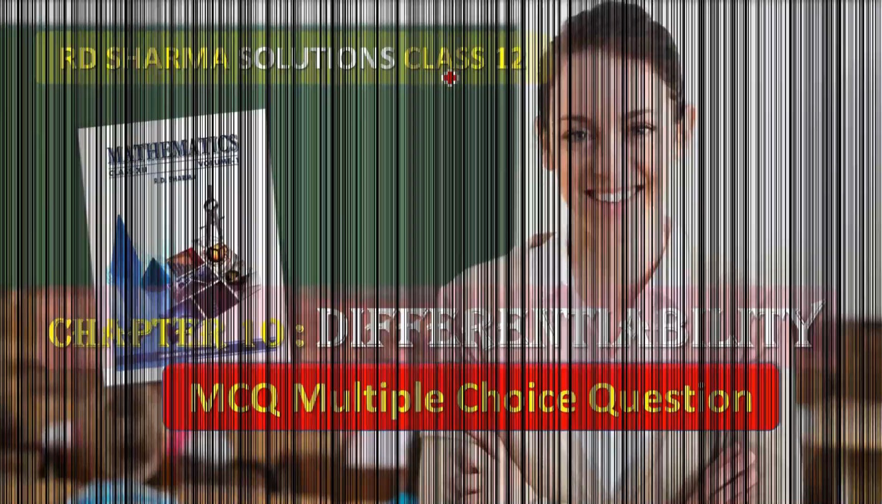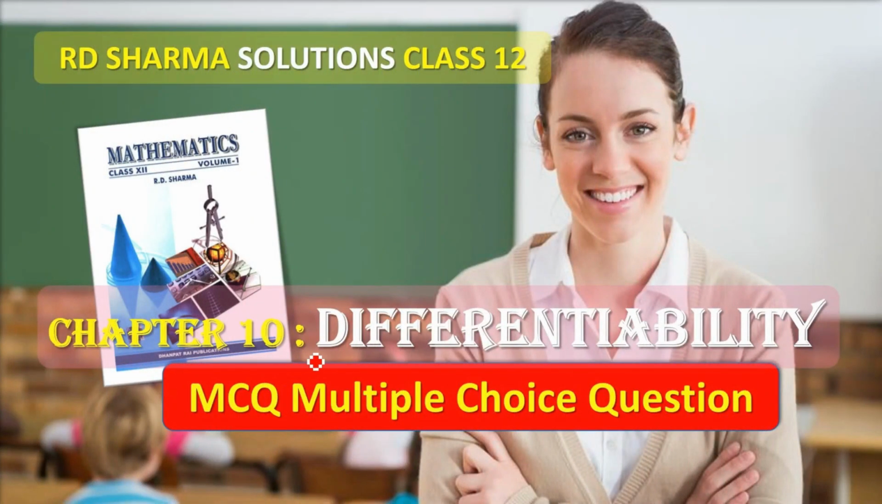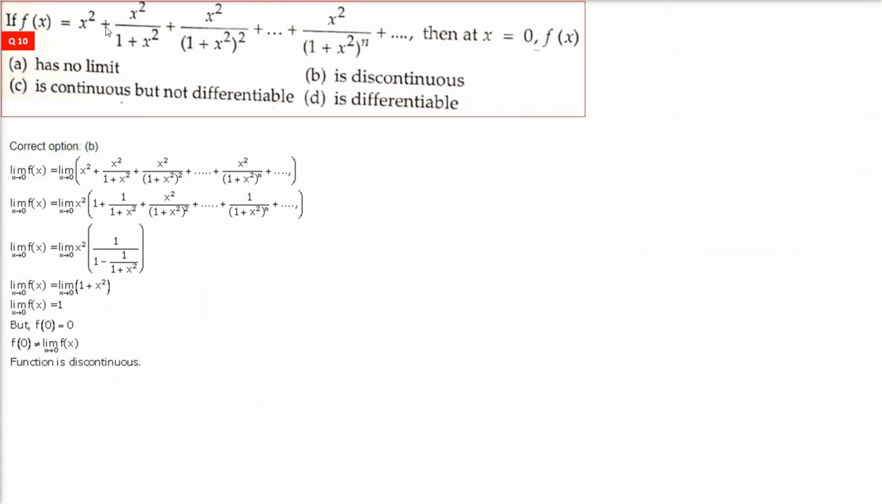This is R.D. Sharma solution, class 12th, chapter 10, differentiability. MCQ, multiple choice questions we are taking. We have a series here, f(x) is equal to x square plus x square by 1 plus x square, like this. So there are four options.